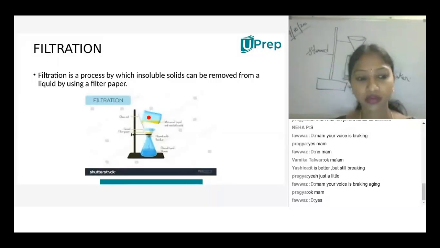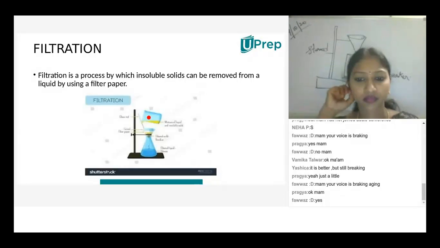Ma'am, can I ask one thing? If we can directly filter this, then why are we doing this decantation? We can directly do the filtration and remove everything, right? For everything, this is a laboratory technique, child. This is a laboratory technique.